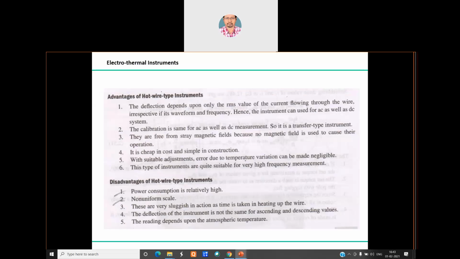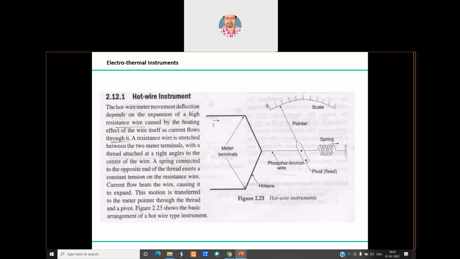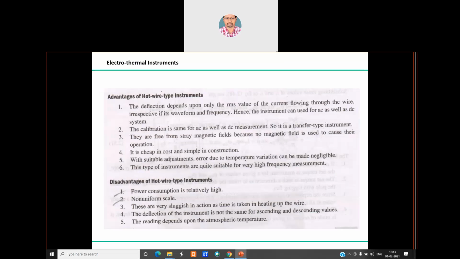So from here, you might have seen one thing: because it is free from frequency variation, the same scale can be used for AC and DC measurements. So what kind of instrument is it? That means you can calibrate it using DC and you can measure AC also. So it is nothing but a transfer type of instrument. So the hot wire type of instrument, like the electrodynamometer type of instrument, is also a transfer type of instrument.